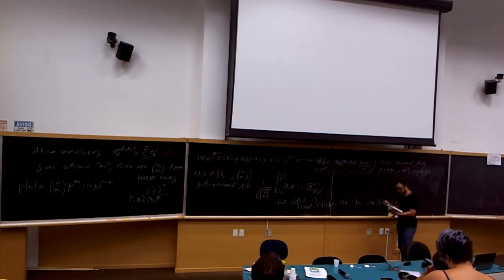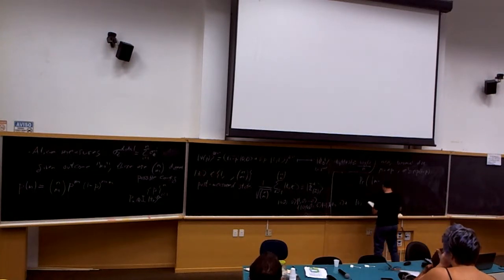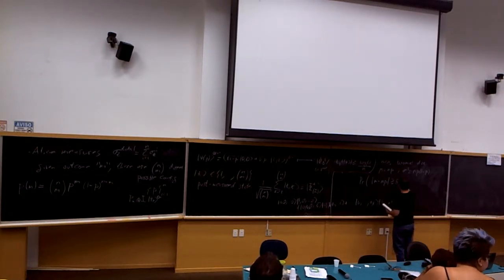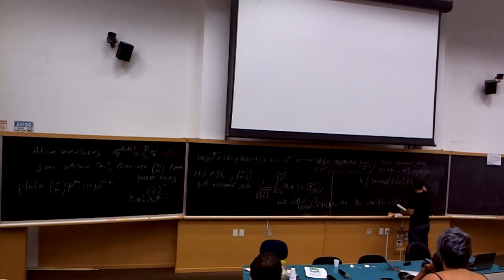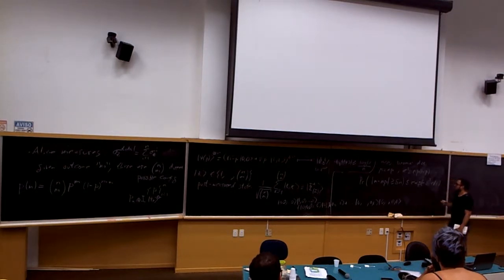And then you can even have some tail bound: the probability that m minus n times p, which is the mean, is bigger than delta times n, you can show that's exponentially small, like e to the minus delta squared n over 2, for example. So it's tightly concentrated around np. For any delta more than 1 over square root of n, it decays exponentially. So let's use that.